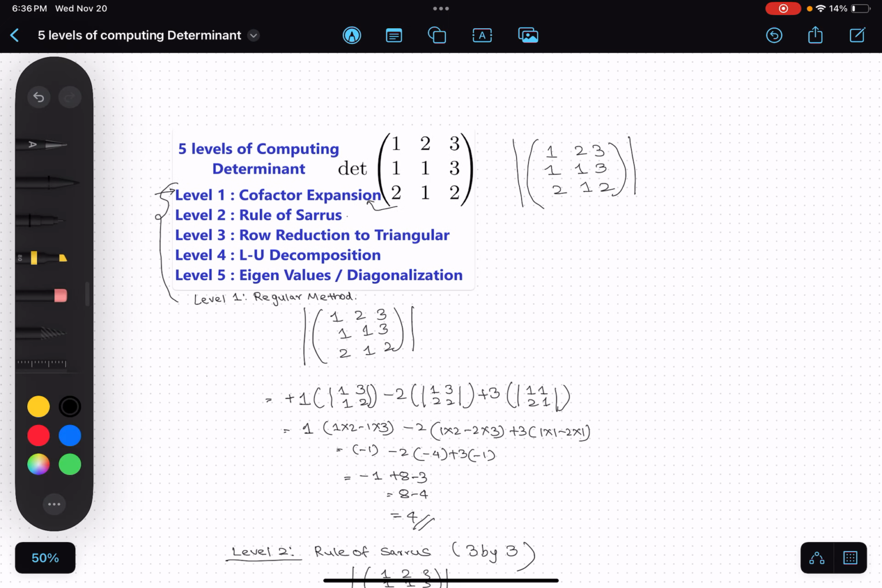Level 4 is LU decomposition. It sounds hard, but it's actually easy. This LU stands for lower triangular, upper triangular decomposition.